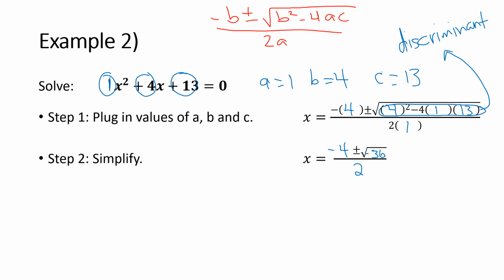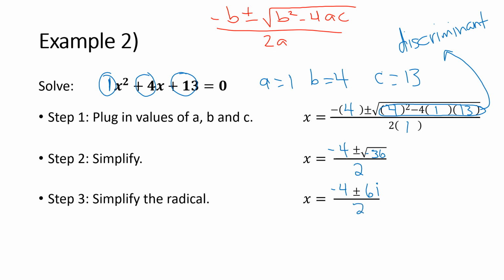And you're looking at that and you're thinking, oh, I know the square root of 36 is 6. But what's the square root of -36? Well, that's going to be an imaginary number. So up top, we've got -4 plus or minus 6i, because the square root of 36 is 6, so the square root of -36 is 6i. Divided by 2, just bringing that 2 down.